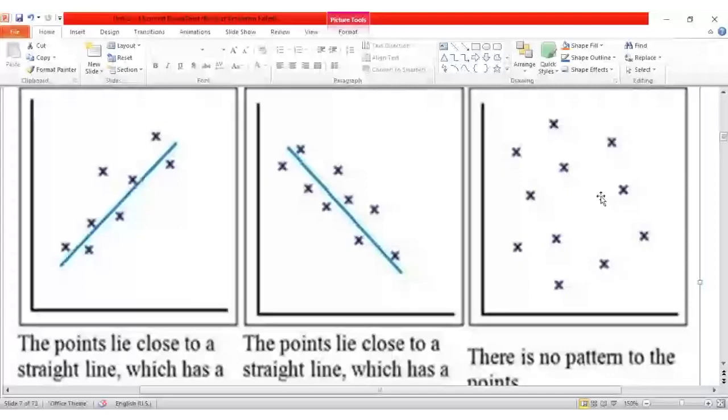So can you now analyze the pattern from the diagrams? If with an increase in x, y is also increasing, as in the first diagram, then you say there is a positive correlation. In the second kind of diagram, you will say negative correlation. And for the third kind of diagram, you can't say anything. No correlation is there.